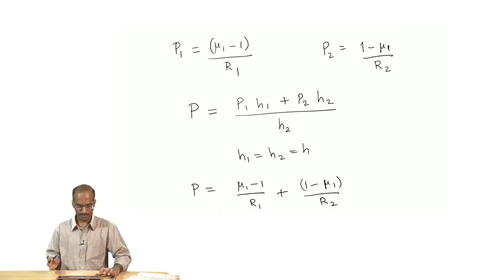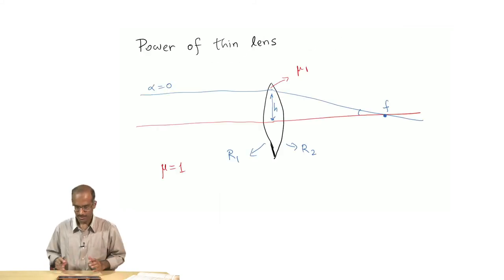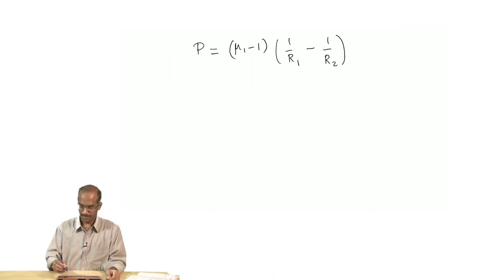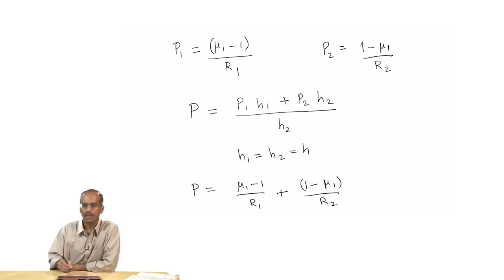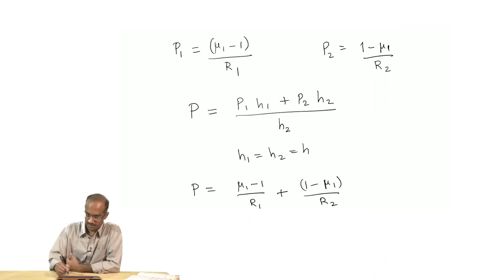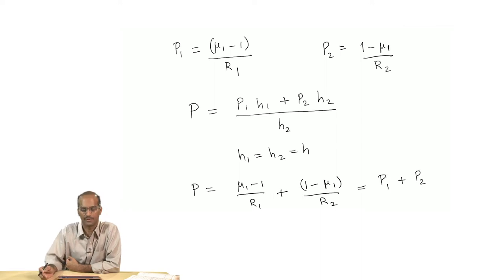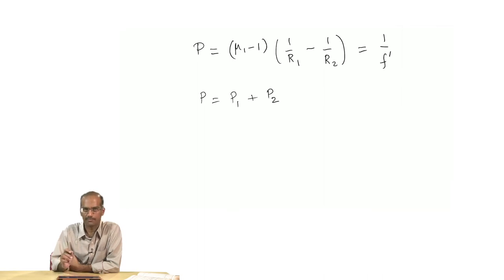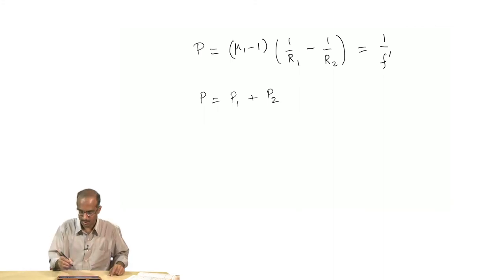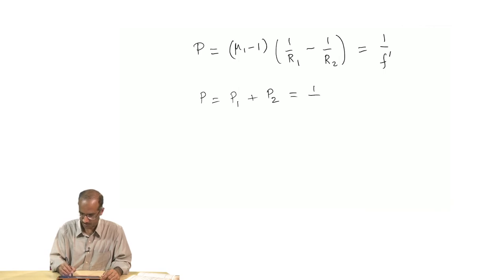This formula of power can be written in a simpler form. So, just by simple manipulation, I get this final form for the power of a thin lens, and we know that this power is inversely related to the focal length. So, I could call this 1 by f prime. And as you can see, just going one step backward, this expression for power is simply nothing but P1 plus P2 itself. So, ultimately we come back to the point where we could say that P is equal to P1 plus P2, the power of the combination, here the combination being two halves of the refracting surfaces, and that is equal to 1 by f prime.